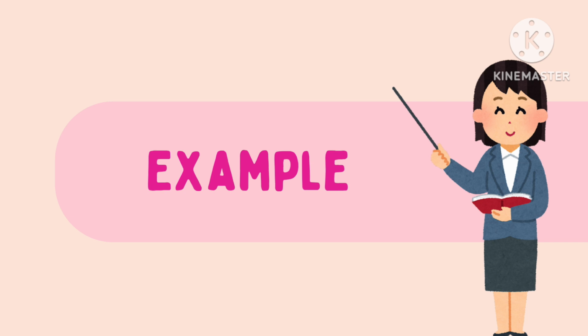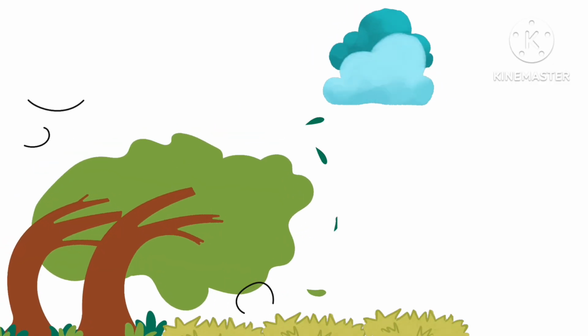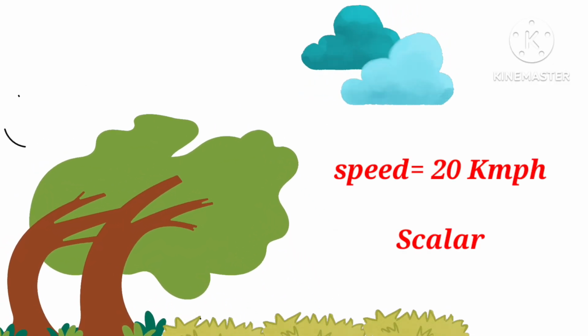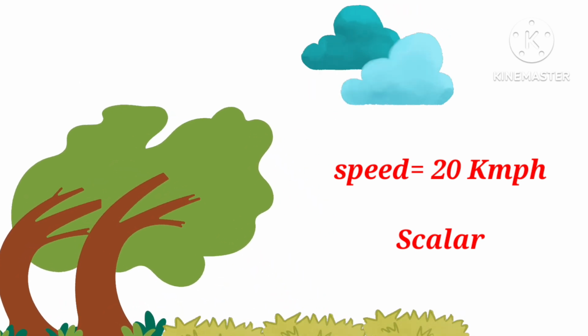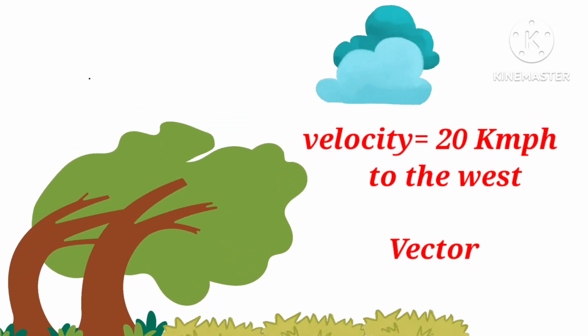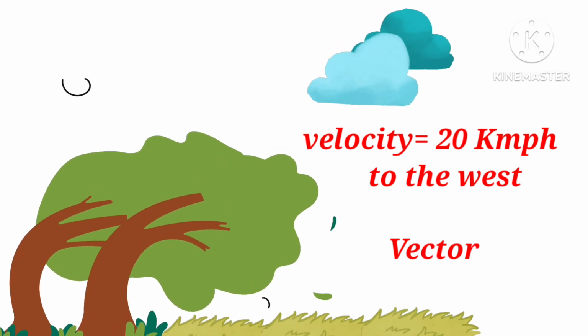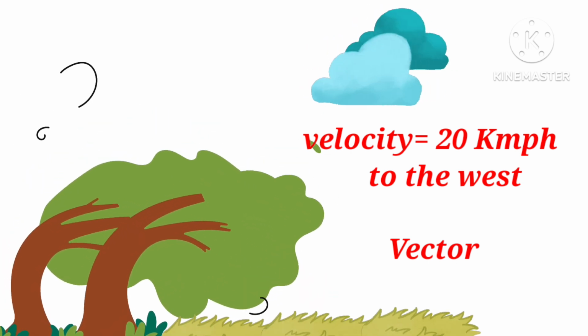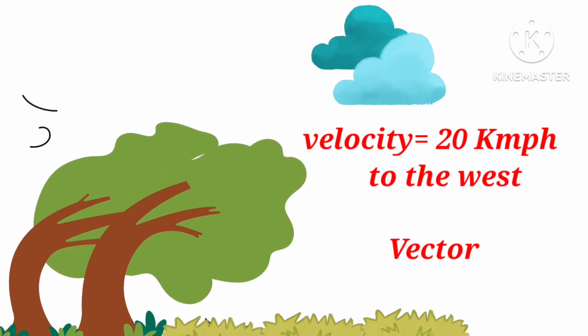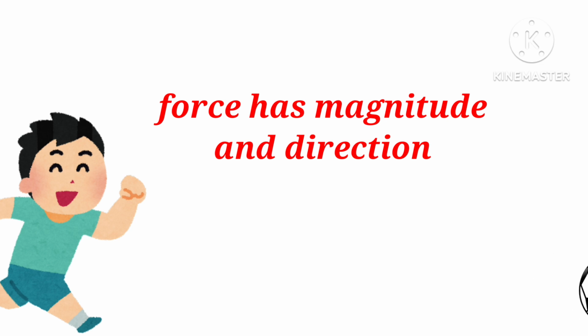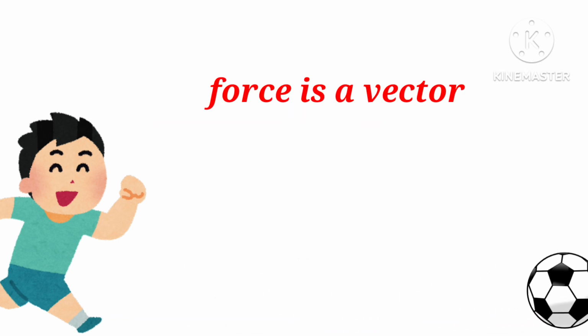Let's look at a few everyday examples to see how scalars and vectors are used in real life. If you hear that the wind is blowing at 20 km per hour, that is the speed, a scalar. But if you hear it's blowing 20 km per hour to the west, that's the wind's velocity, it is a vector. In soccer, when a player kicks the ball, they apply a force to the ball. That force has a magnitude and a direction. So, force is a vector.